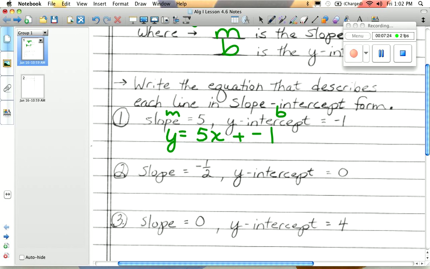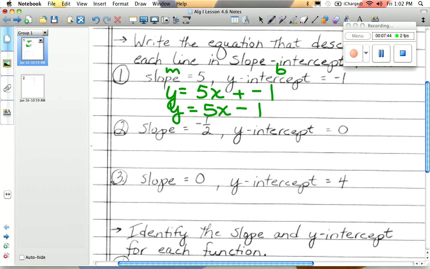Let's clean this up. How would this look in a multiple choice answer bank? Clean it up. Y equals 5x minus 1. Yeah, cleaned up, we probably wouldn't leave it as plus a negative 1. It would be cleaned up, y equals 5x minus 1. Okay, questions on it?